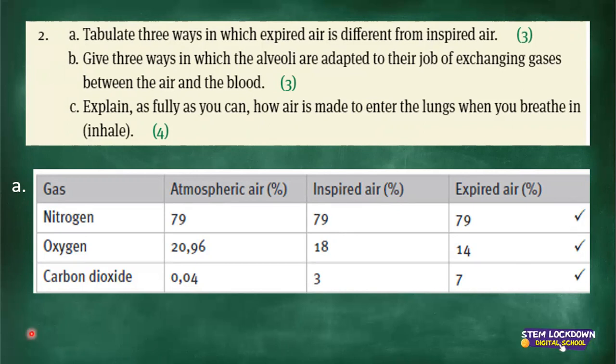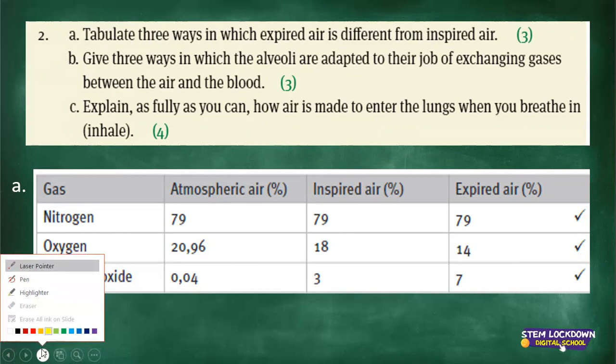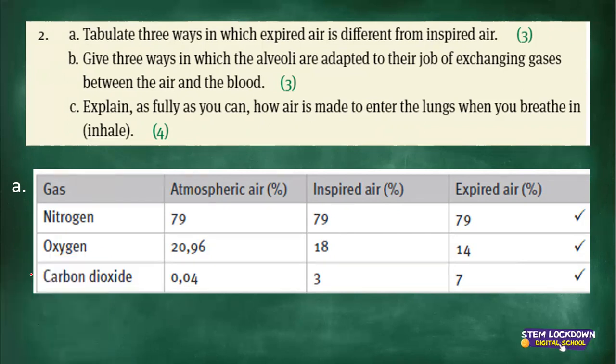I'll start with nitrogen. The reason you inspire 79% and expire 79% is because the body does not need any nitrogen. So you take it and you release it. If there's no need for it, it won't take any of it. It doesn't have anywhere to store it, and it doesn't have any place to use it. So it will release it the same way it came. That's why it's still remaining 79.